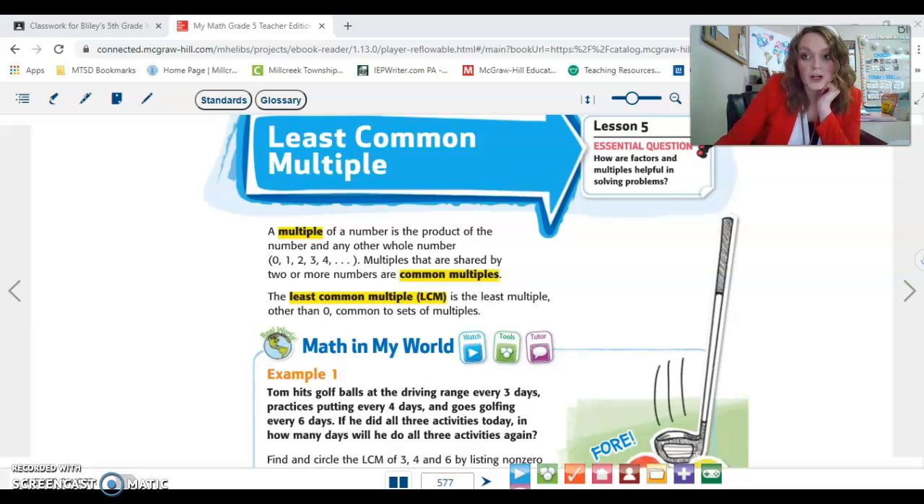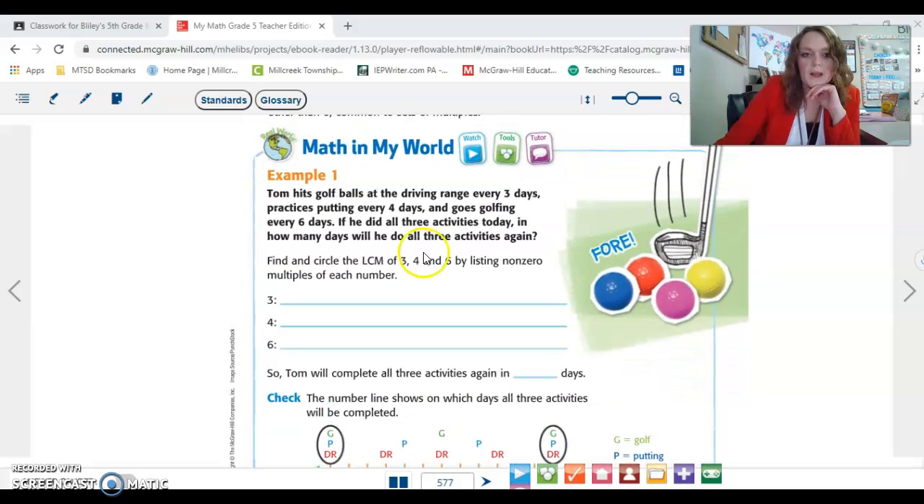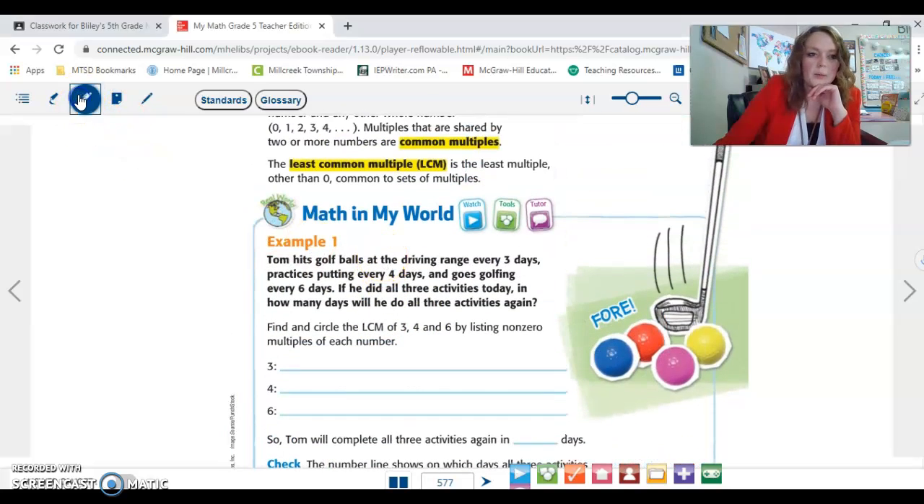So factors are what you can multiply numbers by to get that number, and multiples would be like multiplying by 1, 2, 3, 4, 5, 6, 7, and keep going until you find a common multiple. If that's a little confusing, Mrs. Bliley is going to explain it a little bit more when we get to showing you how to solve these problems. And then the least common multiple is the smallest number other than 0. So let's get started, and this will make a little bit more sense as we start our lesson.